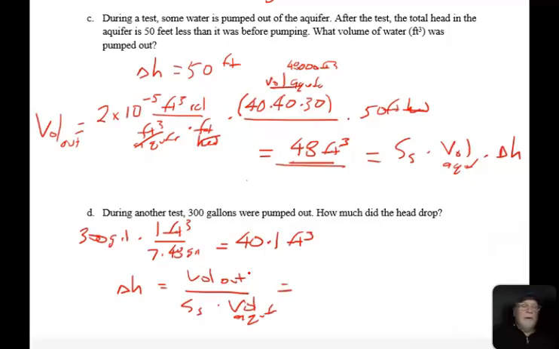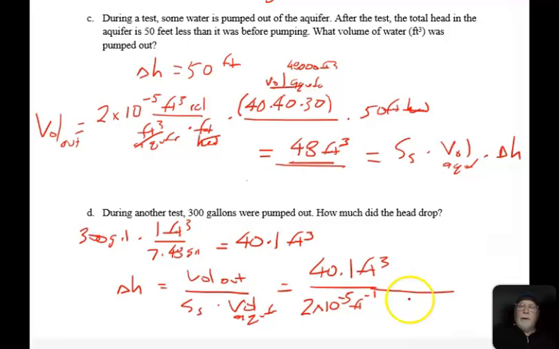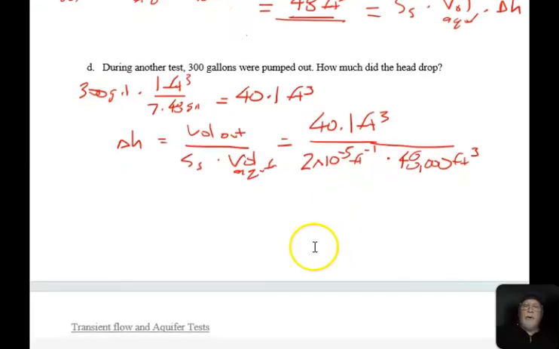And so that would be the 40.1 cubic feet divided by the specific storage, which was 2 times 10 to the minus 5, and had units of feet to the minus 1. And then also on the bottom there, we had the volume of the aquifer, which we said was 48,000 cubic feet. Yeah, so that comes out the right units. It's going to be units of feet. And that turns out to be change in head equals 41 or 42 feet.